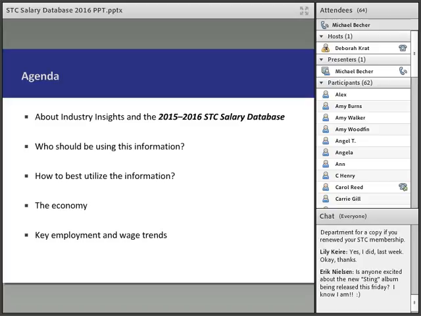A lot of that isn't necessarily going to be severely data intensive, where we'll look at tables and go over every single number. It's more about showing you how to use the information, because everybody has their own unique circumstances, their own things that they want to find out. So it's more of a how-to-use-this while also showing you some of the key items on both the employment and wage front.